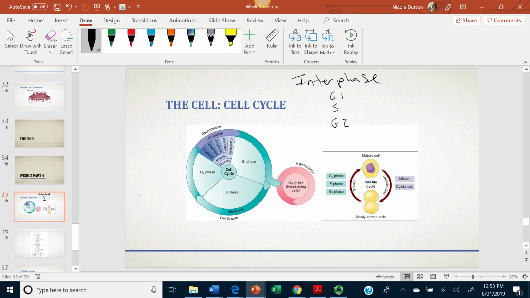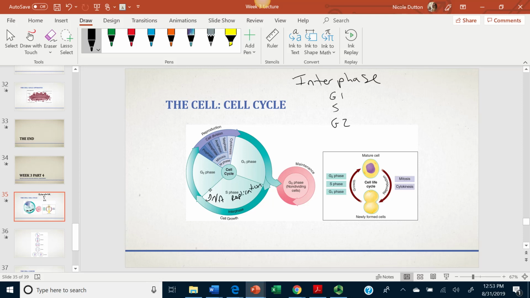to focus on. So G1 is normal growth function and all sorts of stuff. But then when they go into S, they've been triggered to start the division process. S is for synthesis. So in the S phase, that's when you're going to have that DNA replication that we just went through. So that's when you're going to make a complete copy of your genetic material.